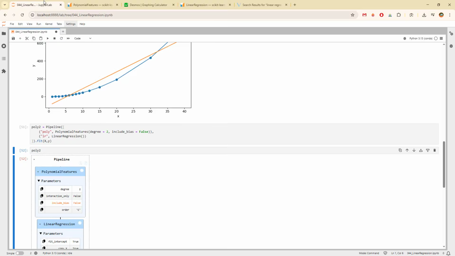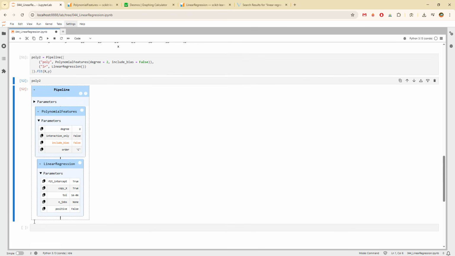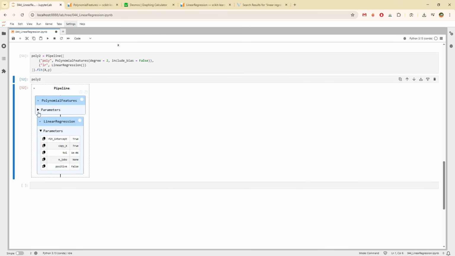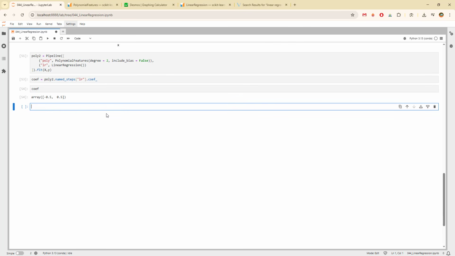Yeah, so that's like the minimum. Minimum to have something interesting is 2. Yeah. It's actually interesting, poly. Okay, so the coefficient. The coefficient should be easy. poly2.named_steps, LR.coef_. Great, we got a coefficient.